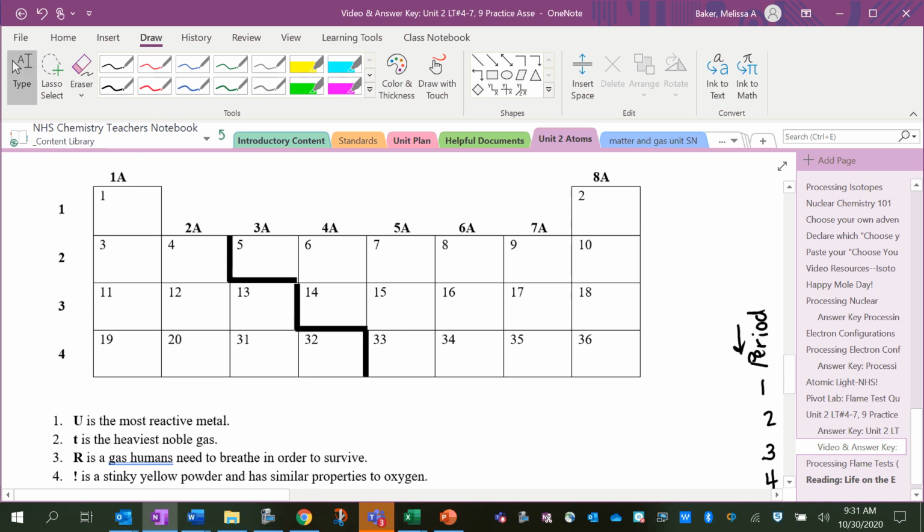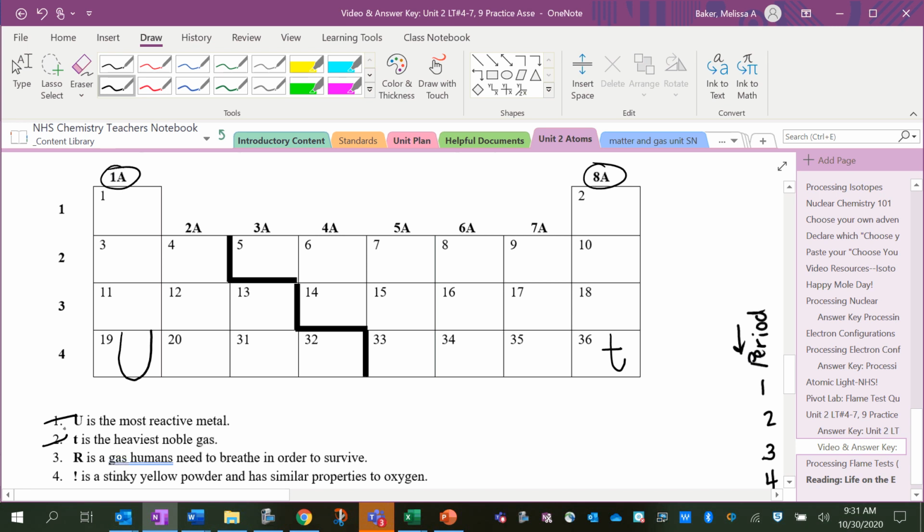You want to put a capital U, it says, in the place where the most reactive metal goes. Well, the most reactive metals are group 1A, the alkali metals, and they get more reactive as you go down the group. So we're going to put a letter U right here. T is the heaviest noble gas. The noble gases are group 8A, and the heaviest one would be at the bottom. So we're going to put a T right there.